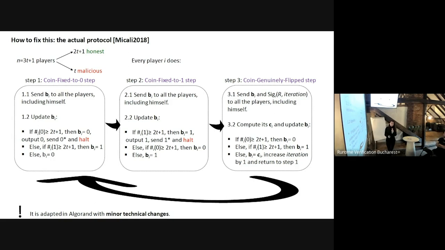The solution Micali proposes consists in the halt feature that appears in the first two steps. This halt feature allows the player to give the output once he can count 2/3 zeros or 2/3 ones and just get out of the game. So once the player halts, he won't spend the future steps and just gets out of the protocol.